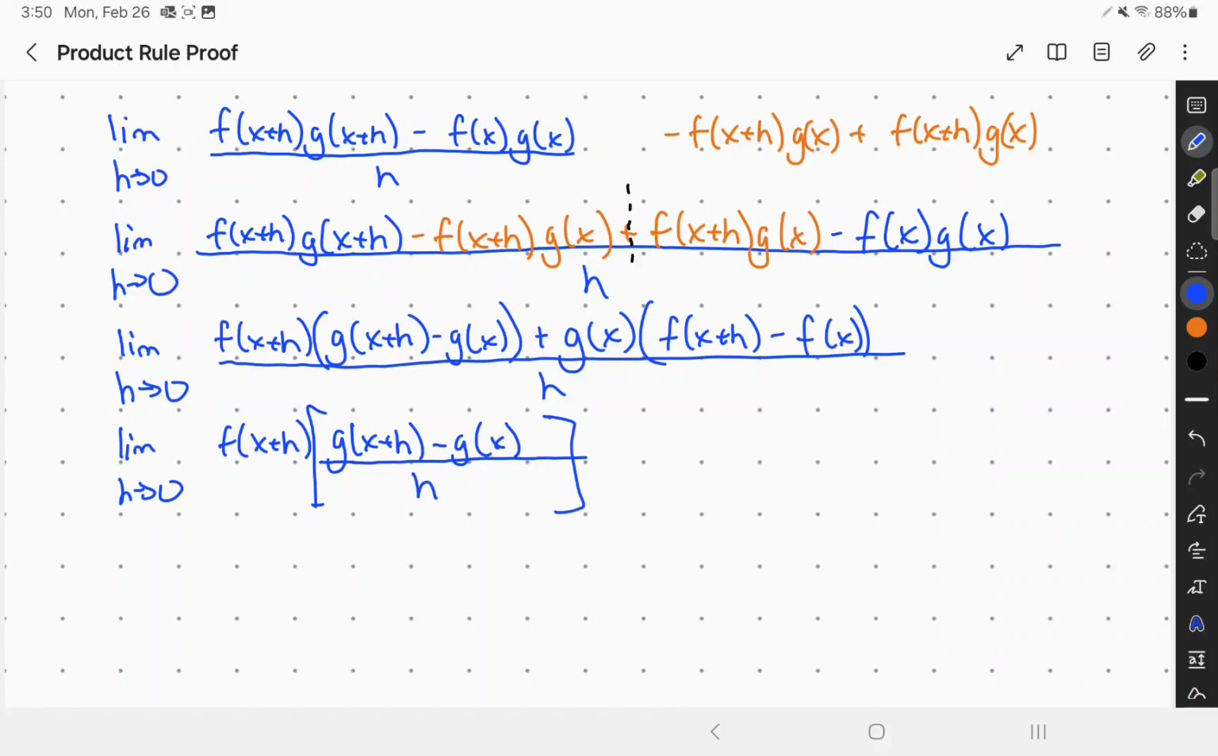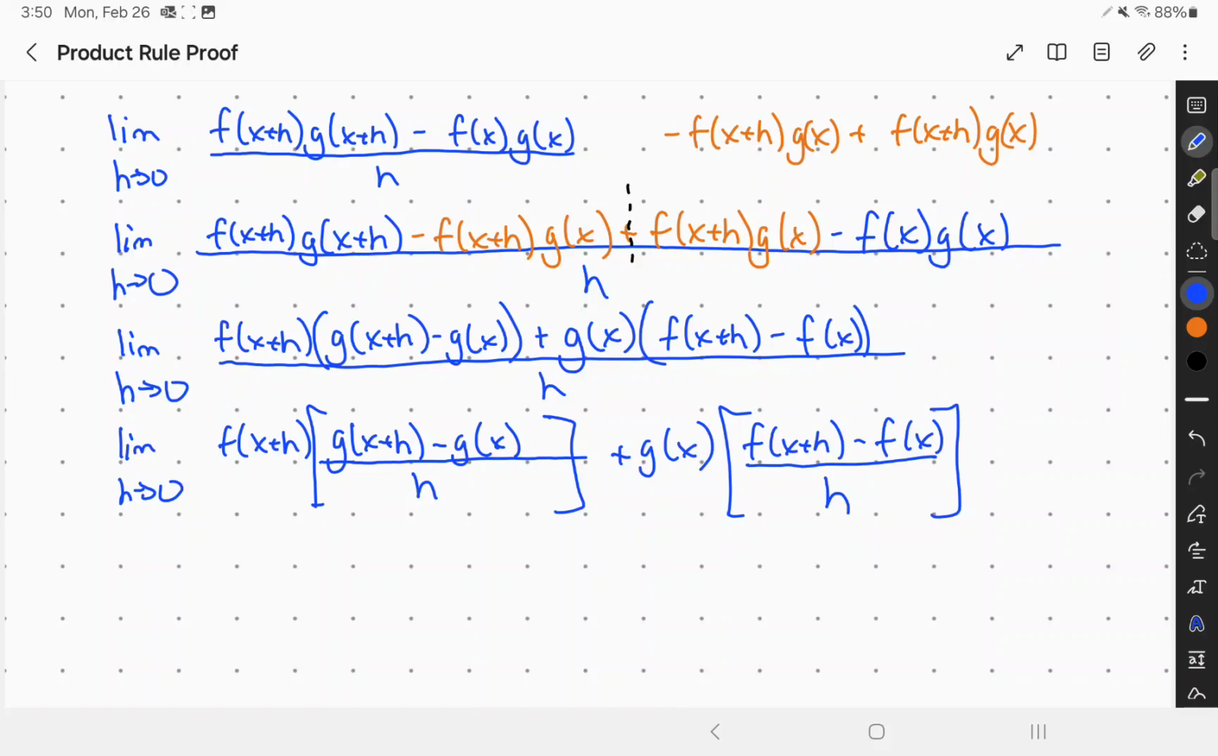Here's the first part, and that is the limit definition for the derivative of g right there. And then we have plus g of x, and same sort of thing, I'll use brackets here, f of x plus h minus f of x, all divided by h. Since these two are being multiplied together, I can attach the h in the denominator to either one. If we expand back, we'll get back to the original.